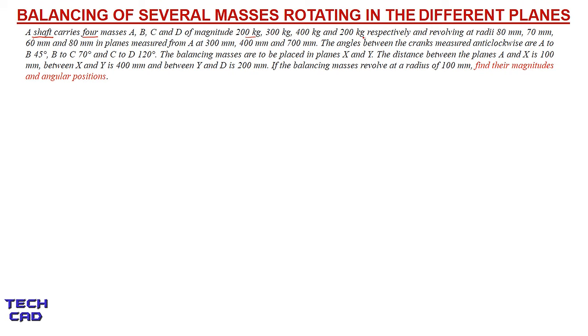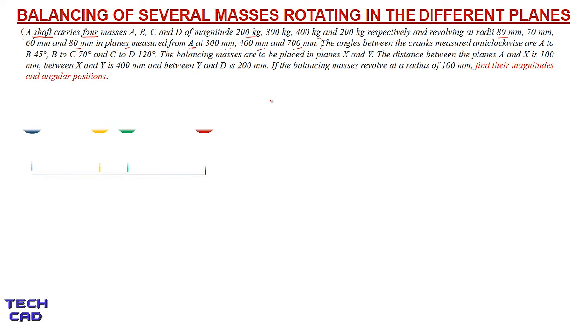The question states that a shaft carries four masses A, B, C, D. Magnitudes of the masses are given, revolving at radii 80 mm, 70 mm, 60 mm and 80 mm in planes measured from A at 300 mm, 400 mm and 700 mm. Let's understand the question up to this point now.